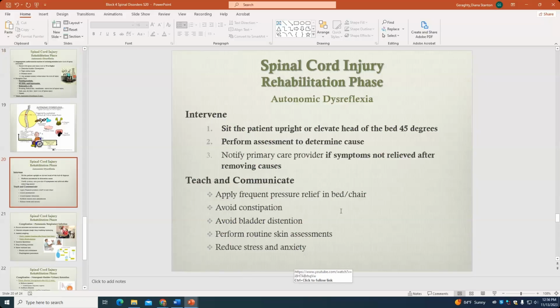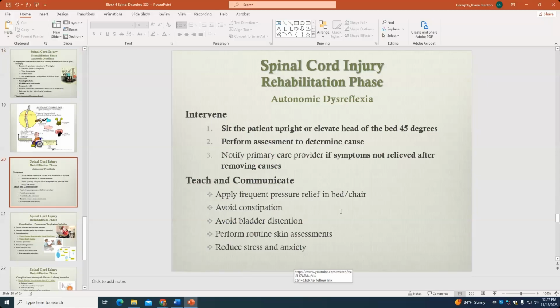But frequent pressure relief in bed or chair, this is putting maybe a pressure relieving mattress, a donut, something that's going to change the pressure, or just shifting their position in the chair. Sometimes just pulling up the sheet that they're sitting on moves them, or having them lean forward and shifting some pillows behind them, doing something to shift their position.